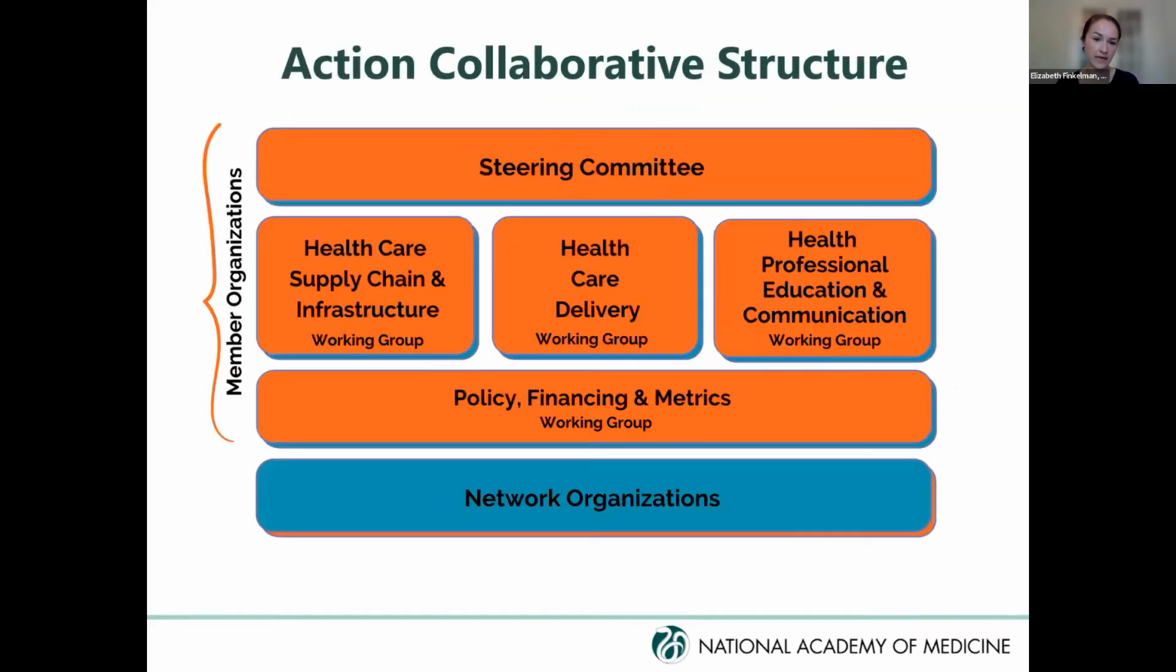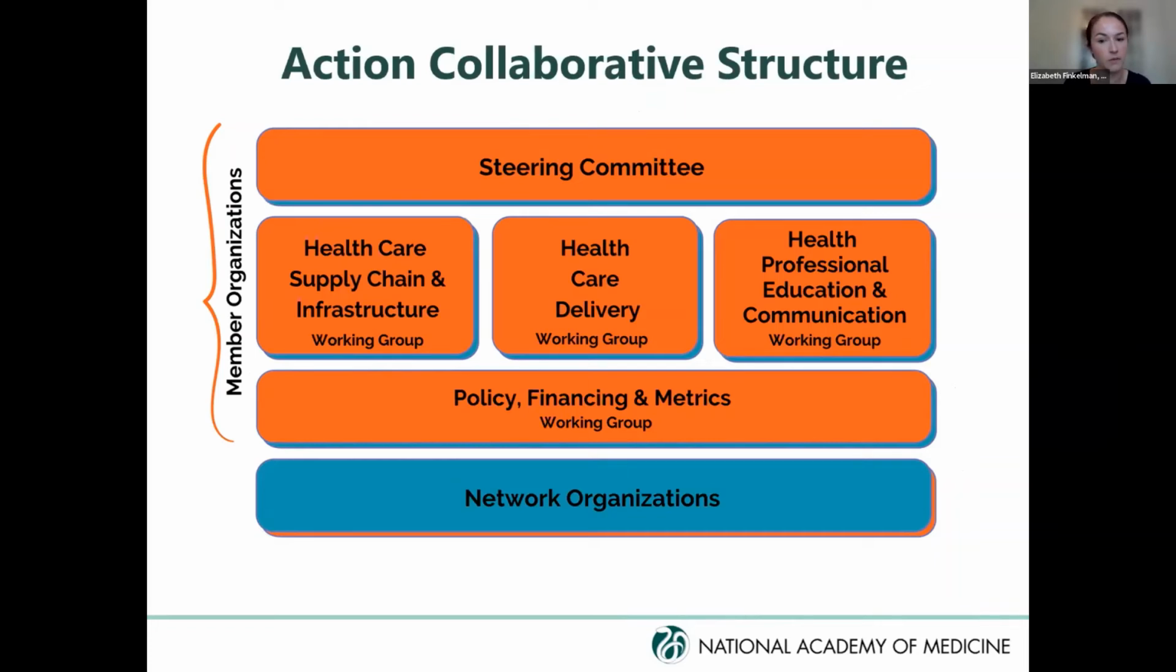So if we go to the next slide, this just shows you an overview of the Action Collaborative structure. It's guided by a steering committee that oversees the strategic directions of the collaborative and its core activities. Our membership, those 70 participants, are distributed across 4 working groups, which correspond to the 4 priority areas I mentioned before. So healthcare supply chain, healthcare delivery, education and communication, and then policy, financing, and metrics.